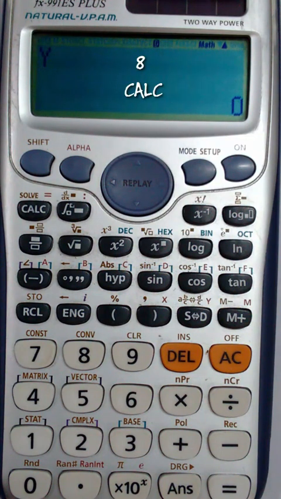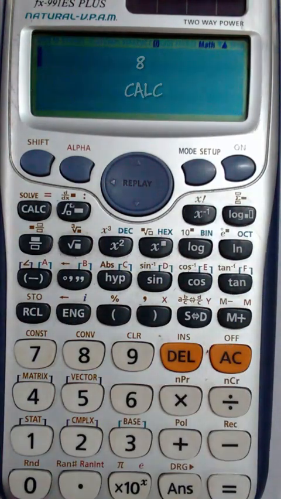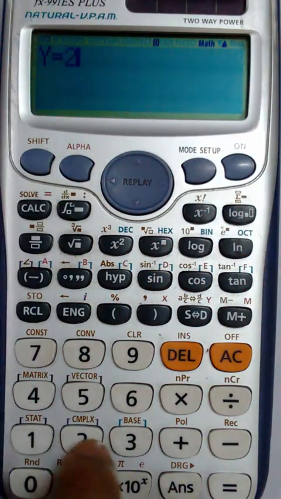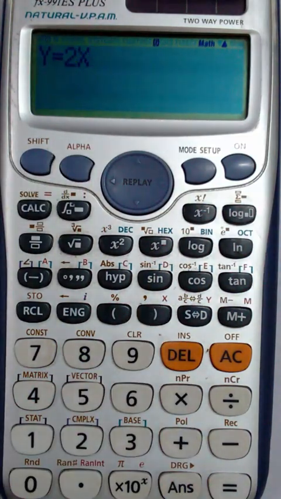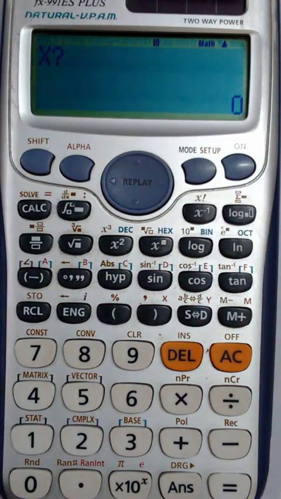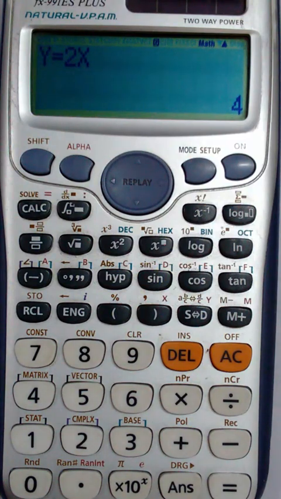Next technique is to use the calculation button. You can see I have an expression, alpha Y, alpha equal to 2 alpha X. Suppose I press calc and I press 2, and I got this result 4. So 2 into 2 is equal to 4.